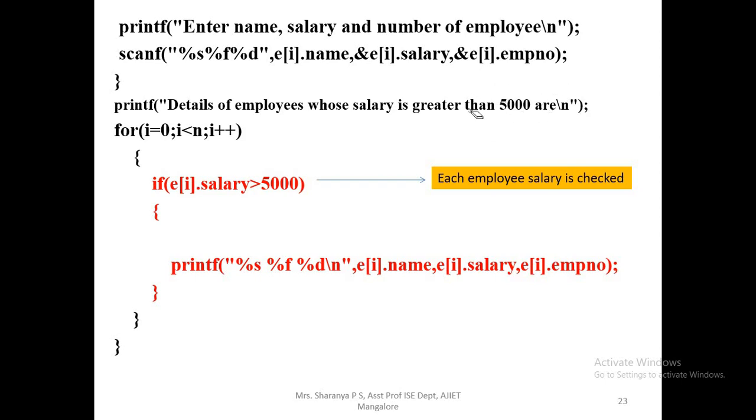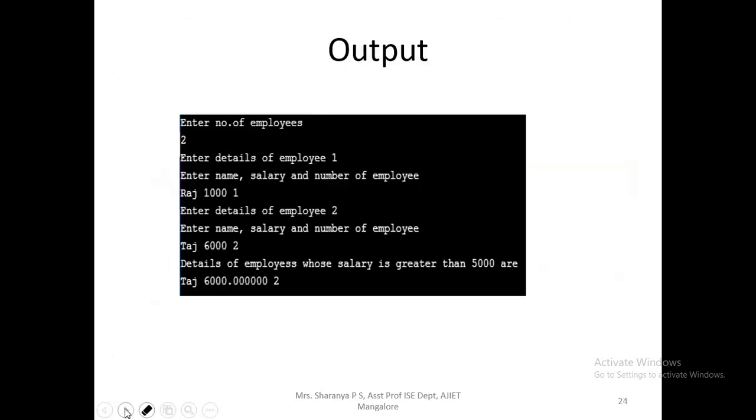Where the salary is present, how we can access it, that is by using e of i dot salary. So the major condition we have to check is if e of i dot salary is greater than 5,000. If that is true, then we are printing the details of those particular employees, and this needs to be worked under the loop because it is an array of values. Depending on the number of employees given, it needs to process all the employee details. This is how it will look.